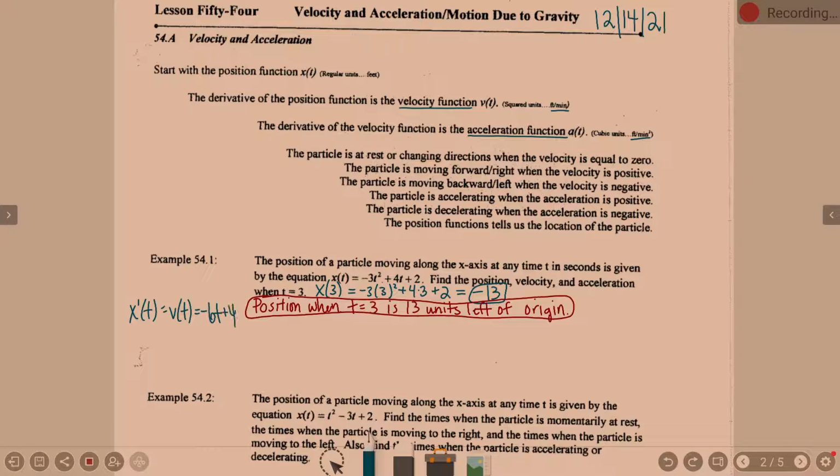Negative 6t plus 4. And so if we want the velocity, we're going to need to plug in 3 if we want the velocity at 3. And we're going to get negative 14. Did I do my math right? Okay.